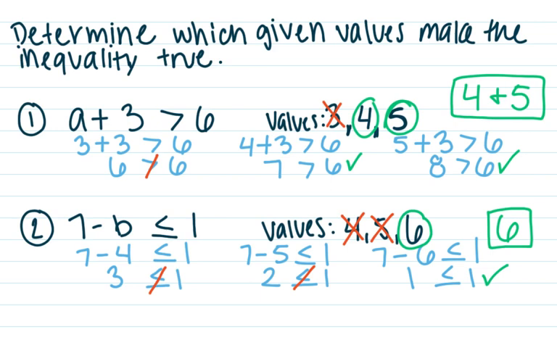Now, we know that there are other values that we could plug in for B here that would make this statement true. But of the 3 numbers that they gave me, 4, 5, and 6, 6 is the only one that actually makes this statement true.